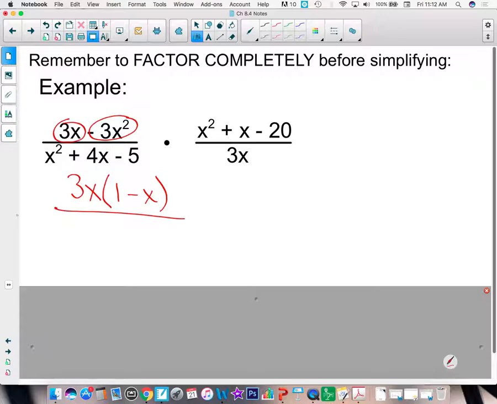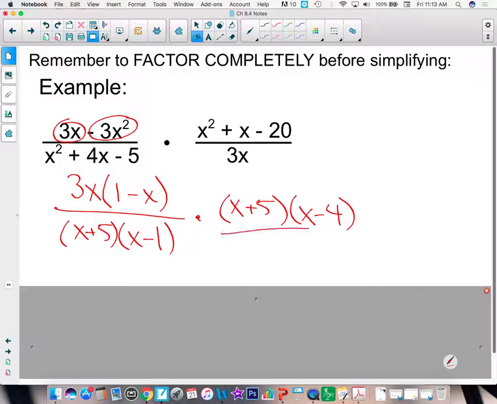On the bottom, it factors to x plus 5, x minus 1. That's just normal factoring there, reverse FOIL stuff. Then over here, I got x plus 5, x minus 4, and then I have a 3x down there. Now, what do we do when we multiply fractions? What's the first thing to do? Cross simplify. So we have a 3x here. The 3x here cancels with the 3x here.